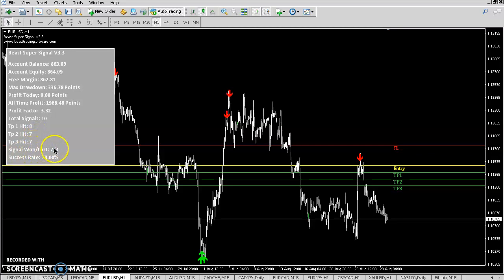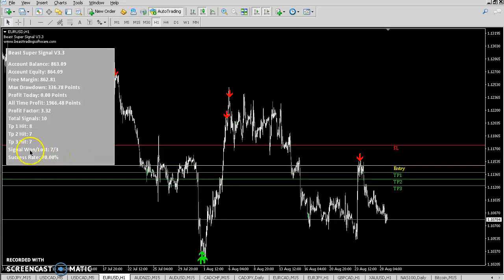For total signals won and lost, we had 7 wins and 3 losses for a success rate of 70%. So that means overall, based on these last 10 signals, we had 7 wins and 3 losses for a 70% success rate, which is pretty good. Considering that you're using good money management and that you're using a stop loss, this is profitable.